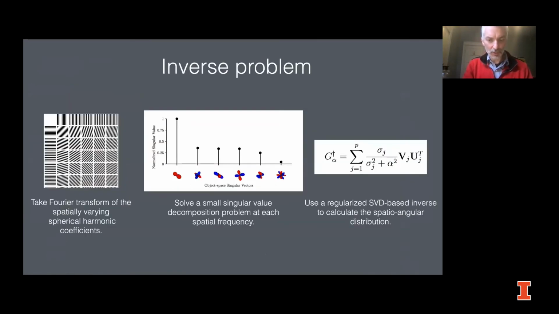Okay, and so I won't dwell on the mathematical details of the inverse problem, but basically we take our data, we decompose it into spherical harmonics. At every spatial location, we take a Fourier transform of these, and then we solve a very small 15 by 15 SVD problem of a matrix at each spatial frequency, and then use a regularized SVD-based inverse to calculate those coefficients, and then we can come back into the spatial domain and represent ODFs.